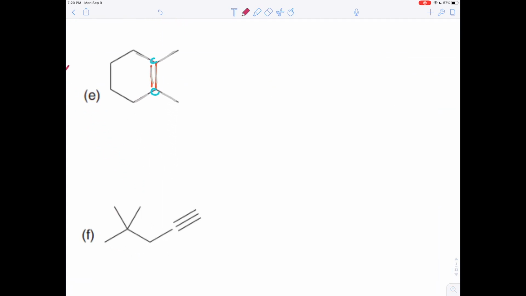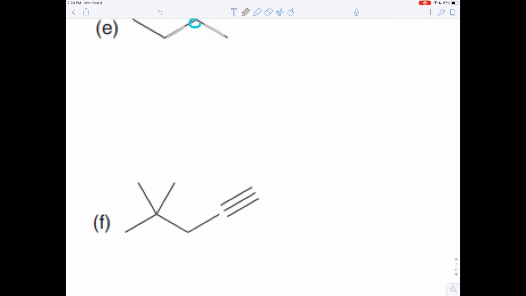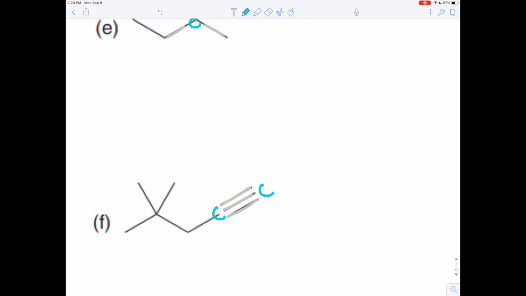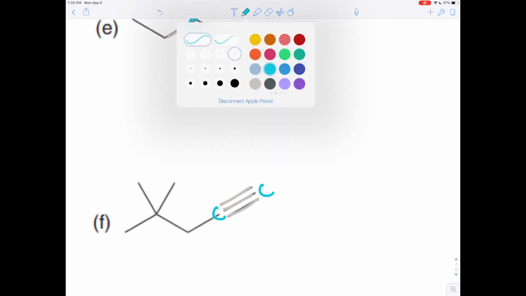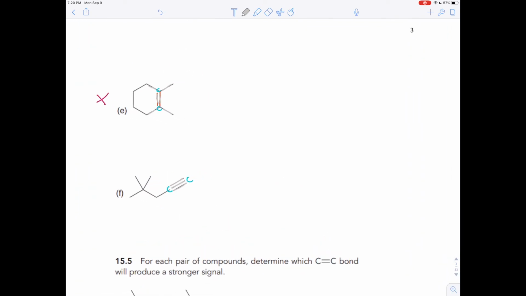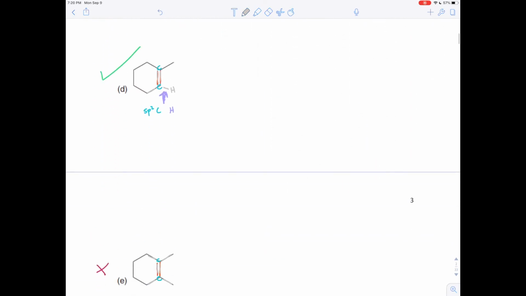And for F, first we're looking for sp2 or sp hybridized carbons. Here you can see we're looking for double or triple bonds. We have a triple bond there. That means that we have 2 sp hybridized carbons there. And so we want to know if either of these is bonded to a hydrogen, because if it is, then that bond will absorb light with a wave number of 3300 to be promoted to its next quantum vibration, quantum way of vibrating.